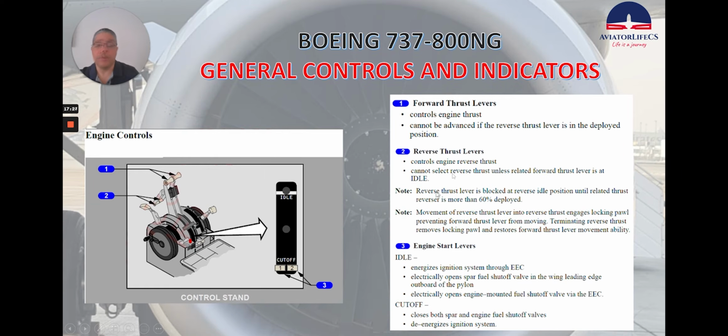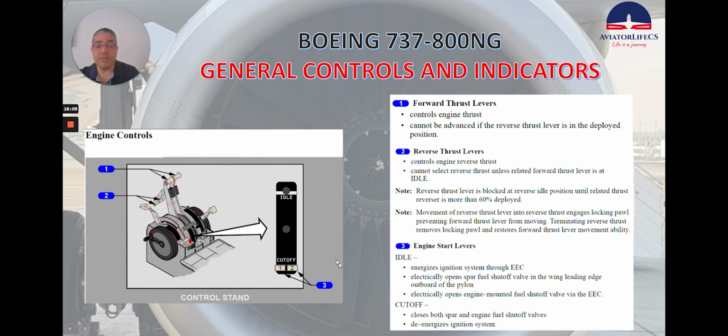is at idle. Reverse thrust lever is blocked at reverse idle position until related thrust reverser is more than 60% deployed. The other note says, movement of reverse thrust lever into reverse thrust engages locking pole, preventing forward thrust lever from moving. Terminating reverse thrust removes locking pole and restores forward thrust lever movement ability.